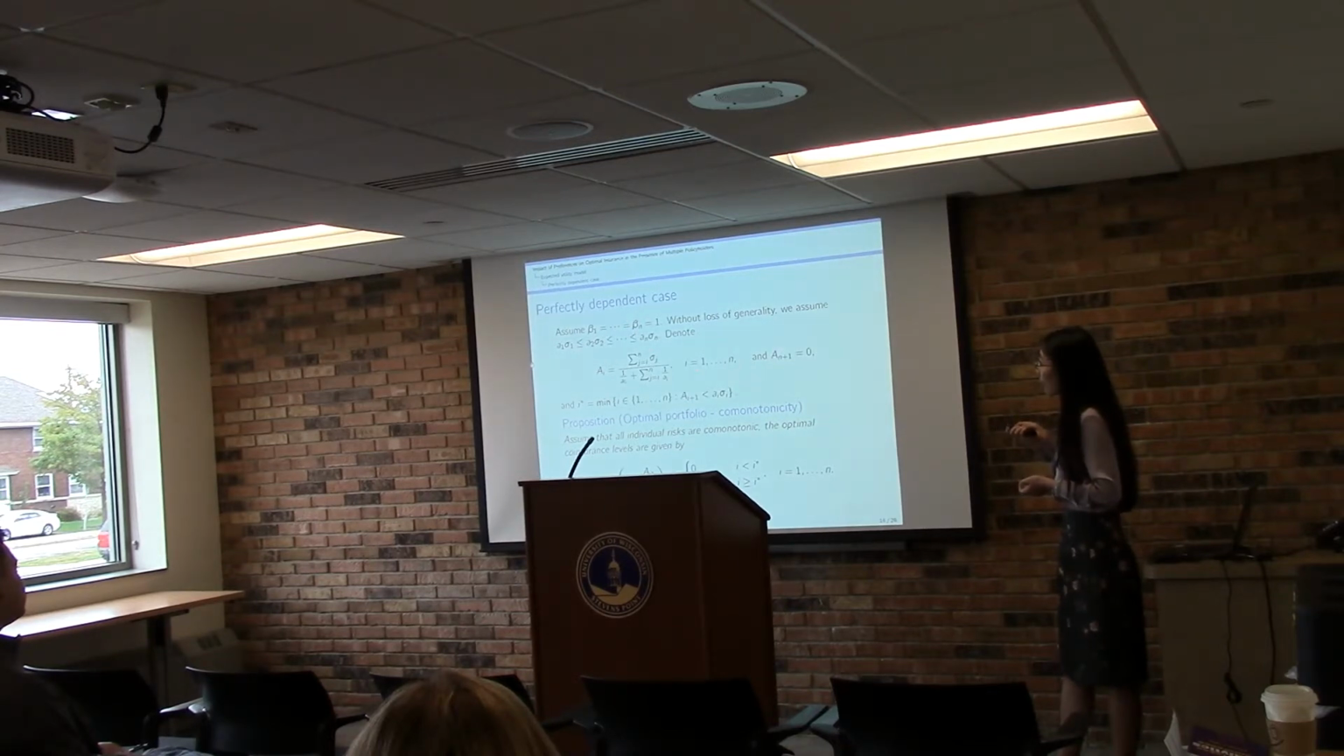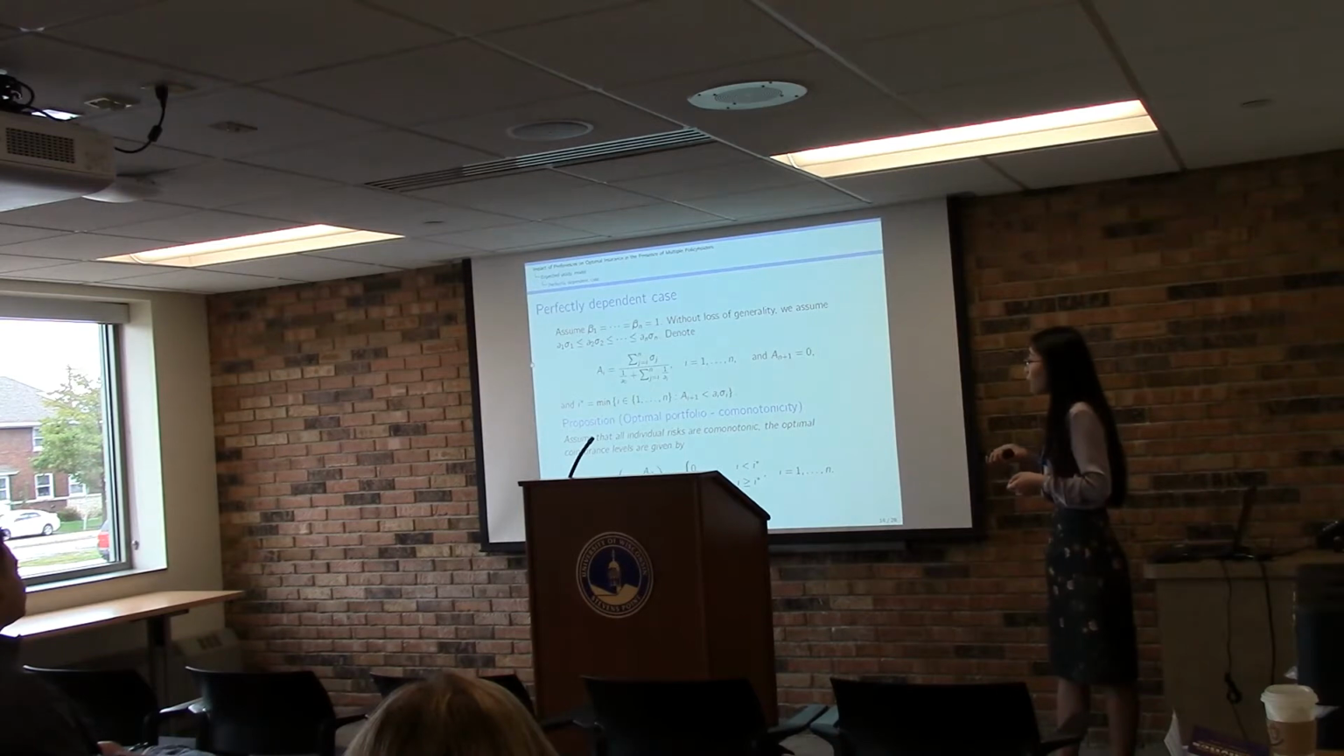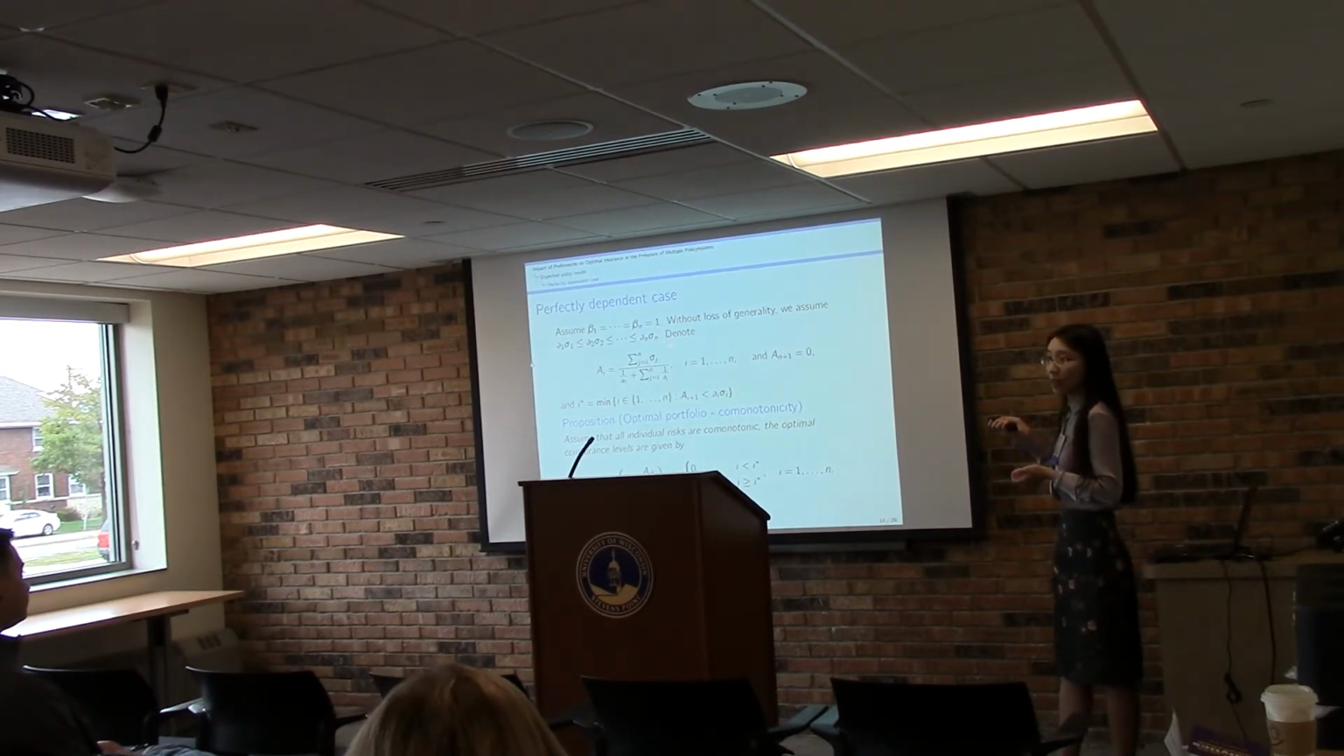So find some I star such that policyholders from 1 to I star are not good enough for the insurer to offer policies. So they will be excluded by the insurer. And the insurer will only offer policies for those policyholders who have a larger standard deviation and are more risk averse.